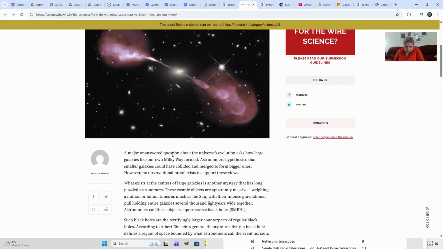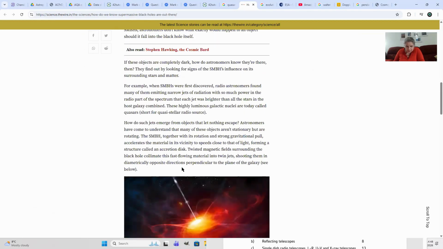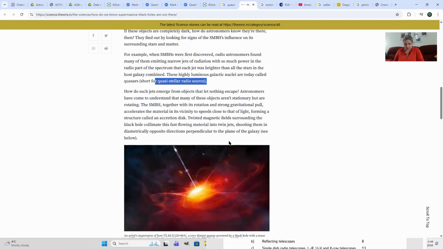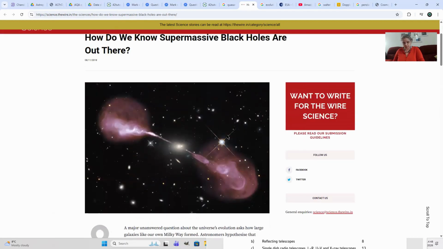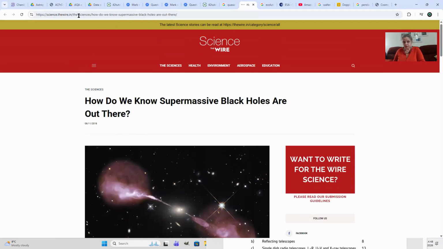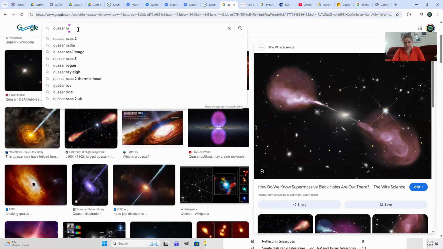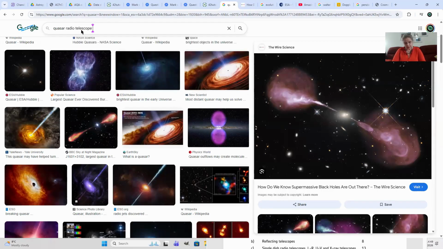So it doesn't actually say, does it say whether or not? Yeah, it's a radio source. Okay, so quasar. It's a quasi-stellar object, and it is radio. So these lobes are in the radio. So let's go back and do radio telescope view.